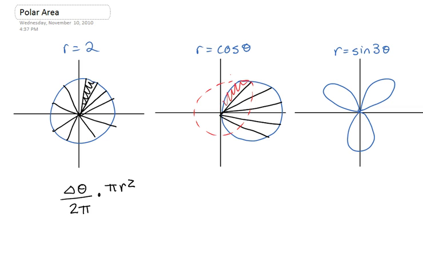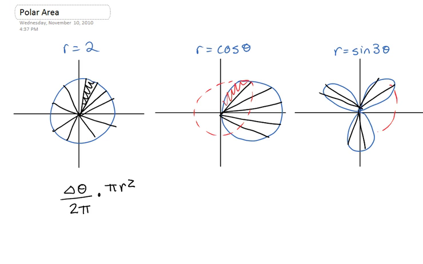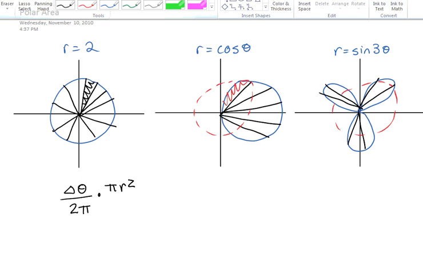And the same thing is the case with r equals sine 3 theta, because if we divide these petals into segments, each one can also be a part of a circle. And so this formula for finding area will work for all polar graphs regardless of them.